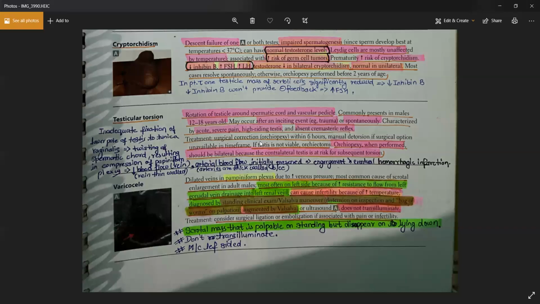So Step 1 will ask you whether to perform a unilateral or a bilateral orchiopexy. So please note it will be a bilateral one, not a unilateral one. And they will ask you why bilateral: because of an increased risk of subsequent torsion in the contralateral testis. So that's about the testicular torsion. Any doubt?